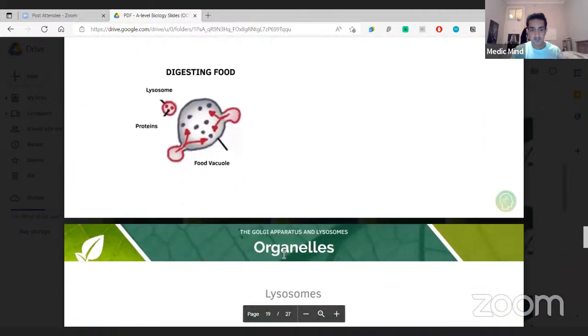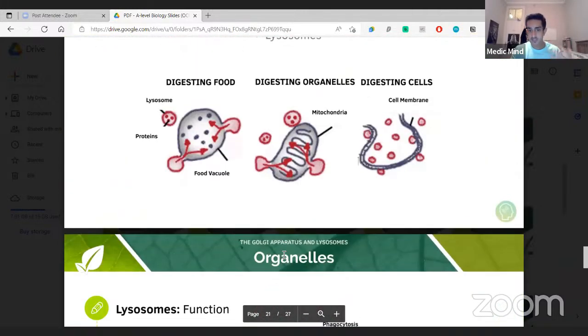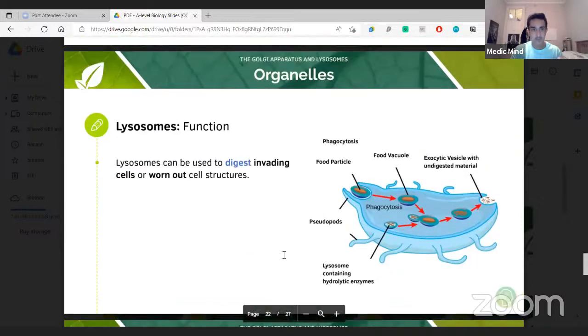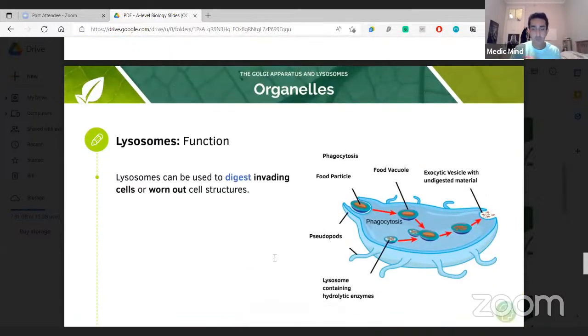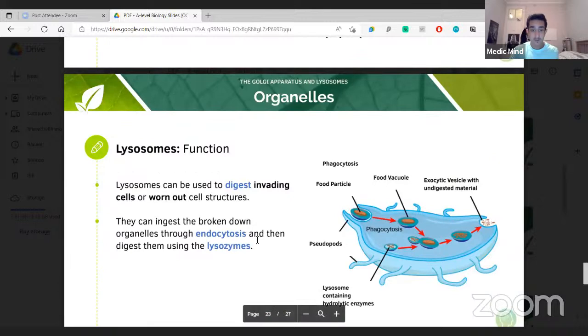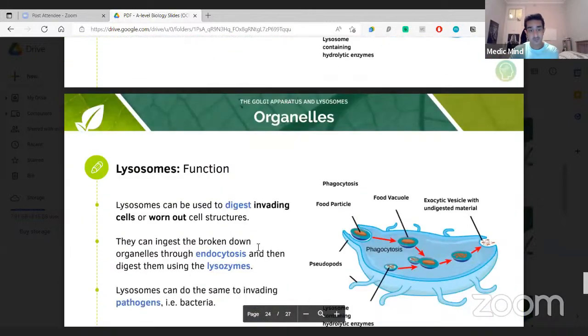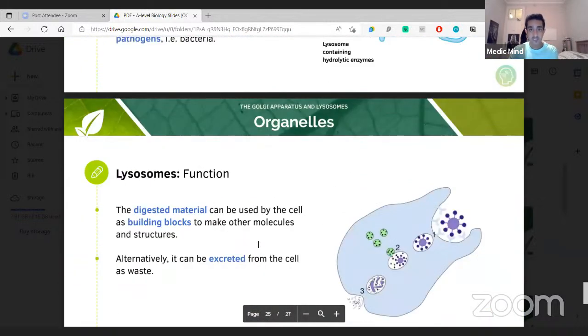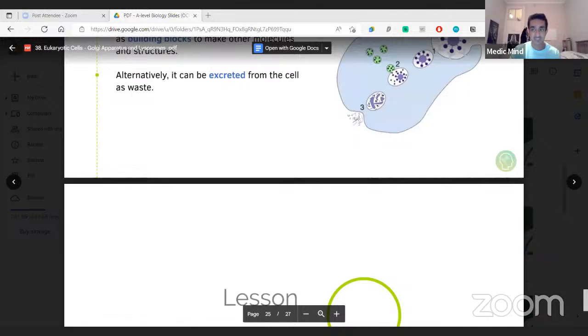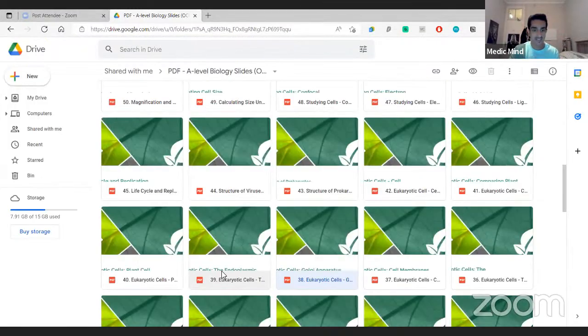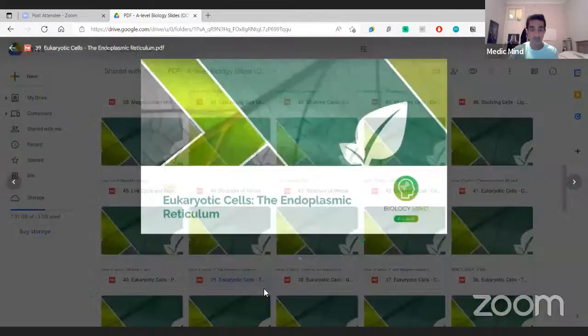Lysosomes contain hydrolytic enzymes, so they're used for digesting organelles, digesting bad bacteria, and worn out structures within the cell. But again, you don't need to know this in too much depth, and we'll go into this in a lot more depth later. Do we need to know about exocytosis? Yes, but later. Not right now, not in this lesson particularly. Probably in the lesson when we do plasma membranes, I'll talk about that.